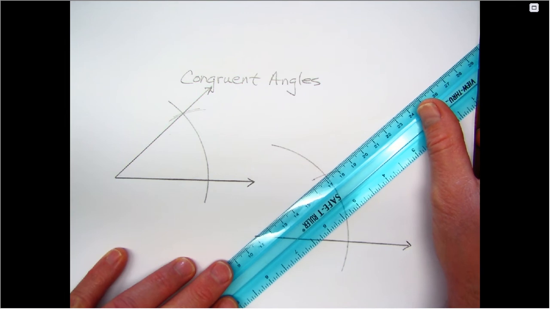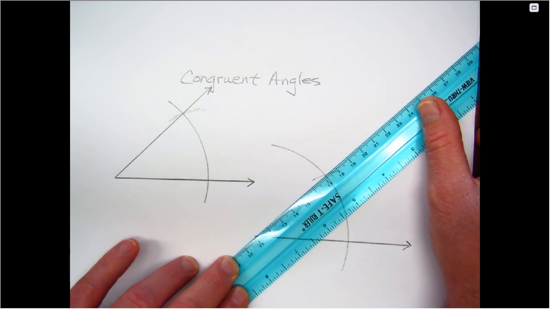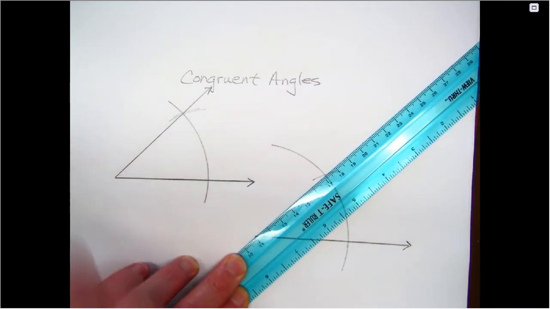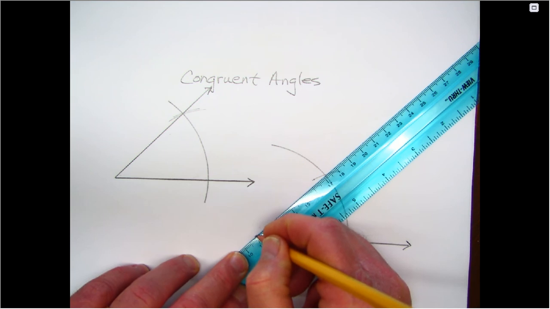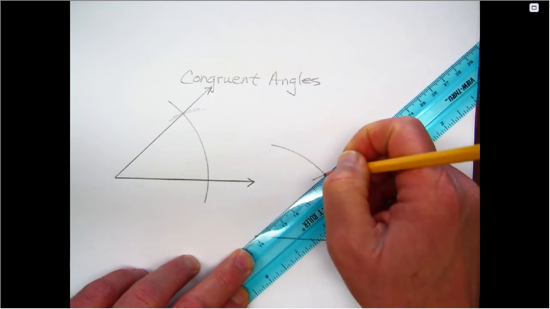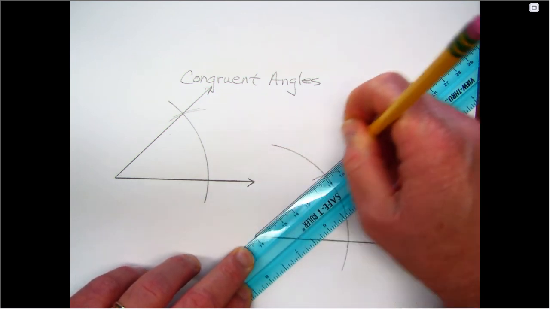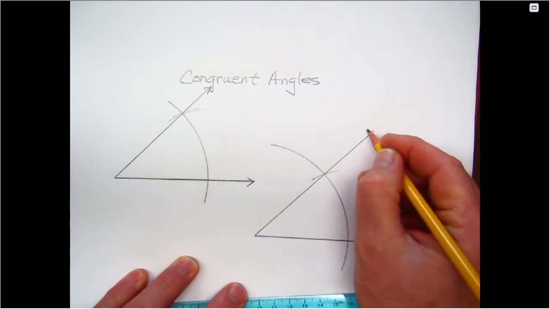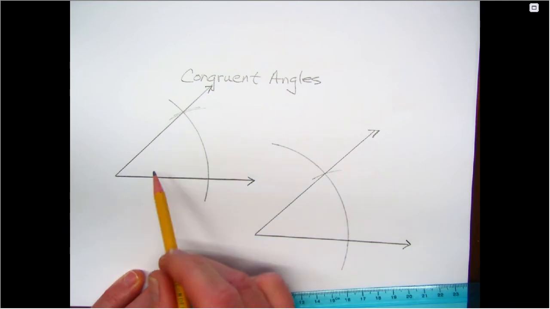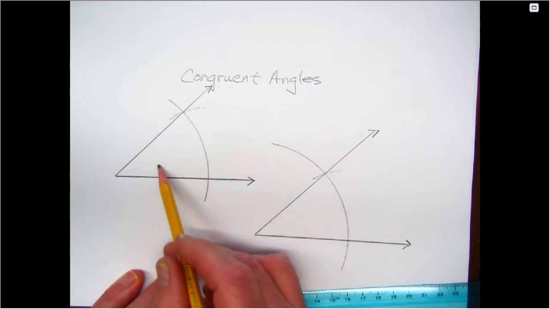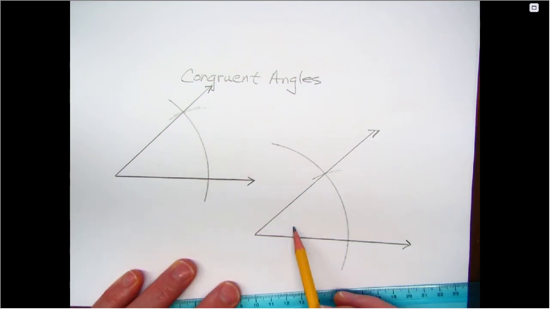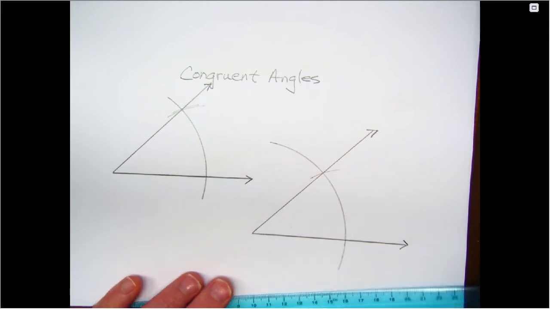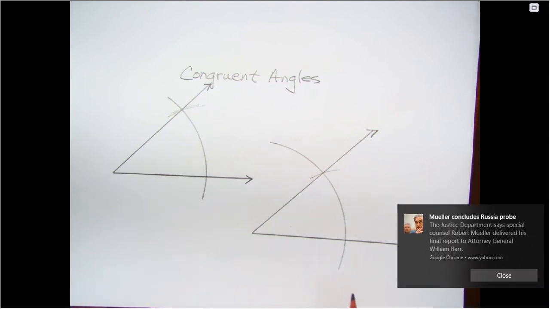And so what I'm going to do is draw a line or ray from the end point here through where the two arcs intersect. And that gives me a congruent angle. So the measure of this angle is equal to the measure of this angle. The next thing we're going to do is parallel lines, or they could be parallel rays.